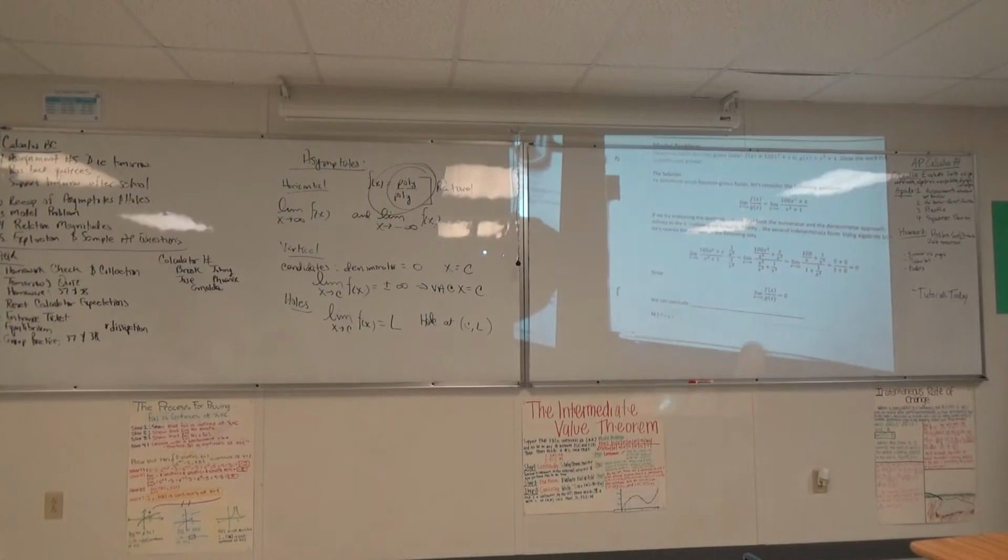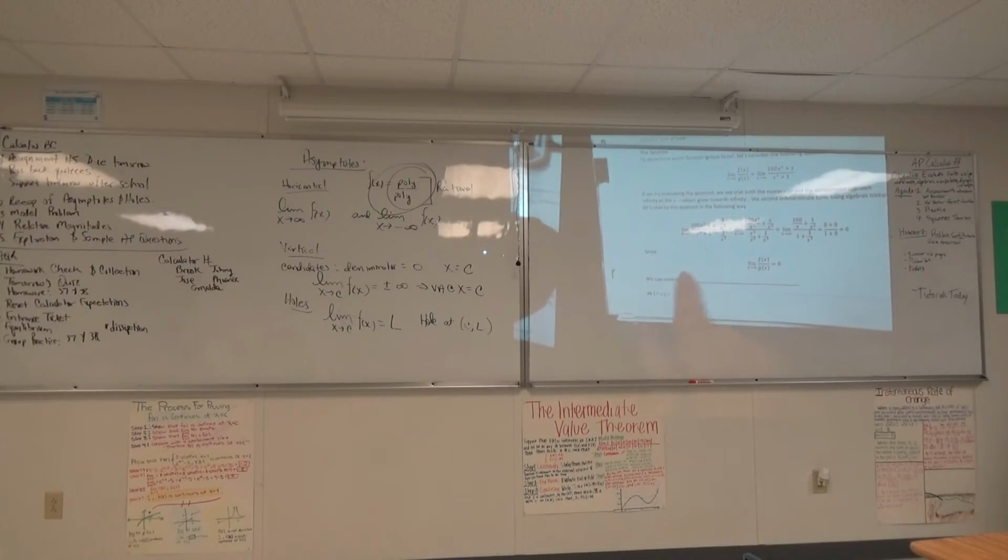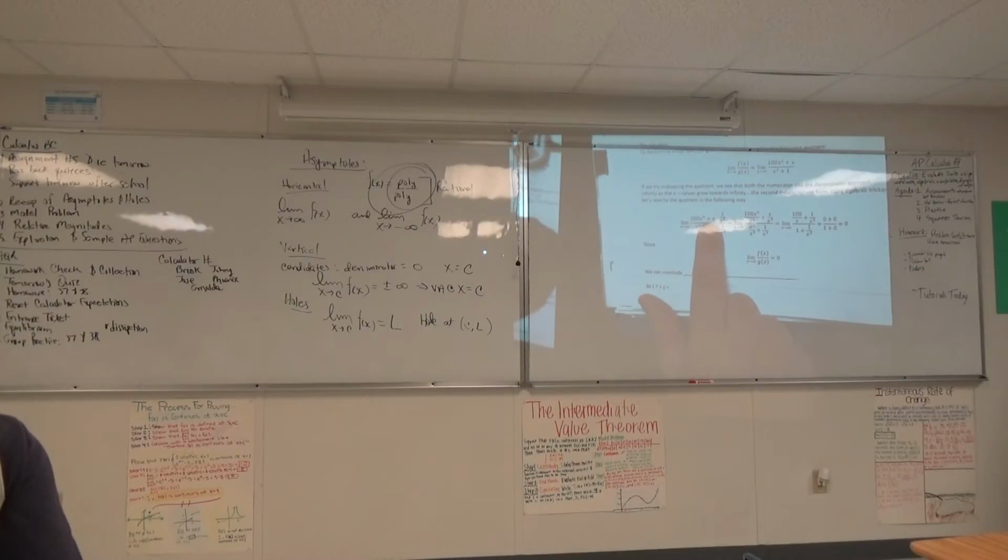So based on this work here, I went through this last year. I said, okay, if I want to compare these two functions, I'm going to look at the limit as x approaches infinity of 100x squared plus x divided by x cubed plus 1. If I just plug in infinity, what's going to happen? I'm going to get the indeterminate form, infinity over infinity.